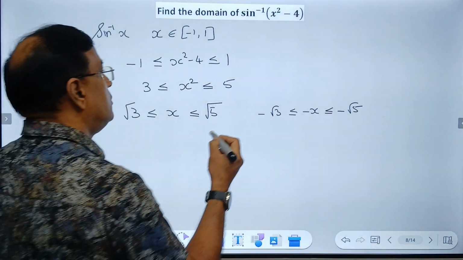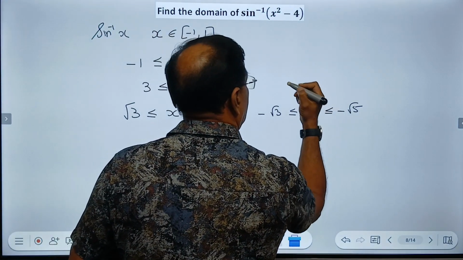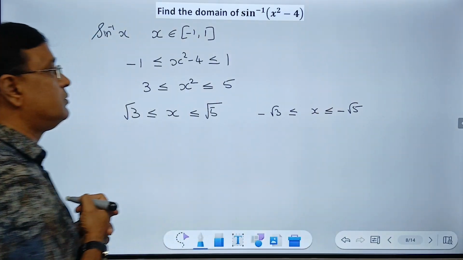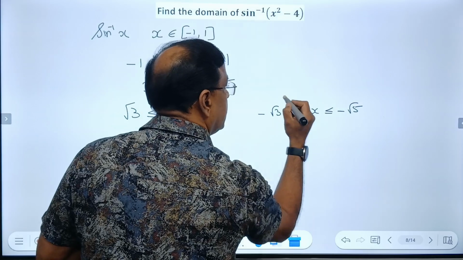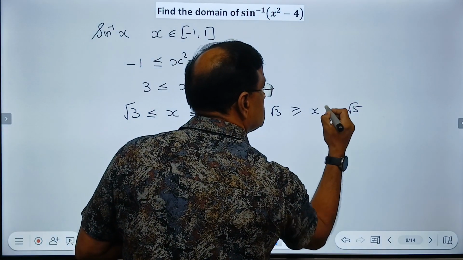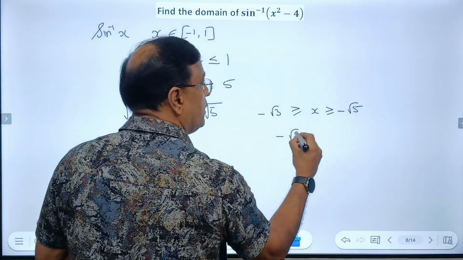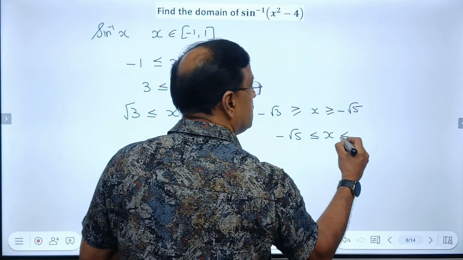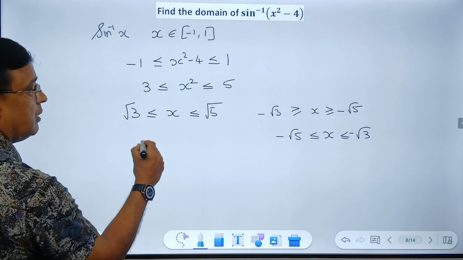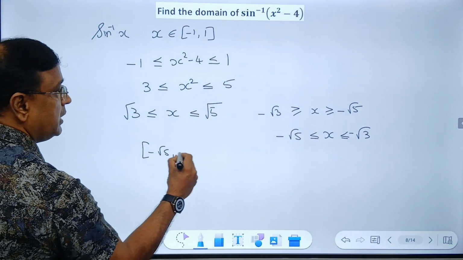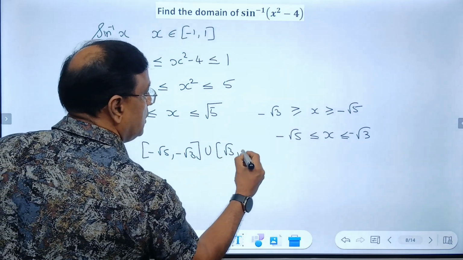So x less than or equal to root 3. Okay. Now what happens? Actually it should have been greater than or equal to, because the inequality has to reverse when you take the negative sign. So it's minus root 5 less than or equal to x less than or equal to minus root 3. So the answer will be minus root 5 comma minus root 3 union root 3 comma root 5.